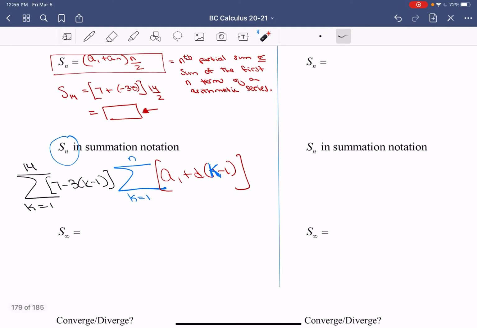And then down here, look what this is. This is the summation of the first infinite number of terms. So for an arithmetic series, well, what's that going to be?